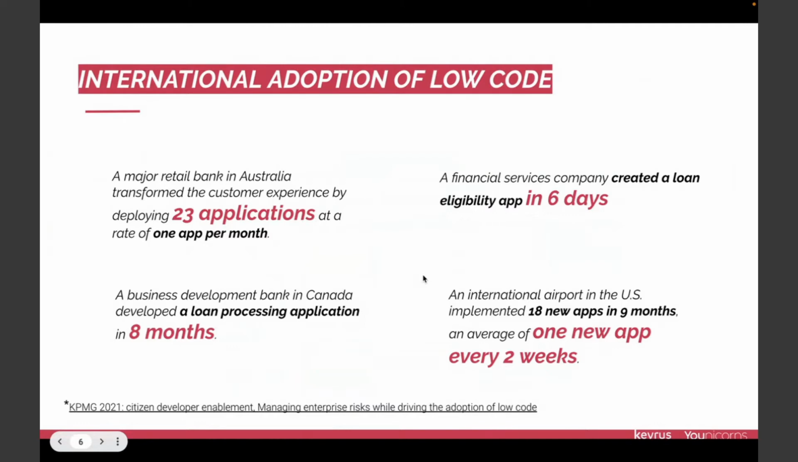That is a rhythm of one app per month, which is quite fast, for improving the customer experience and solving specific issues. A financial services company built a loan eligibility app within 6 days. We can go through a bunch of examples. International airports in the US have built one new app every 2 weeks. When we talk about classical app building, we usually imagine it takes months and months to build. However, there are examples ranging from 6 days to a few weeks to build pretty complex apps that serve a specific problem they are facing.